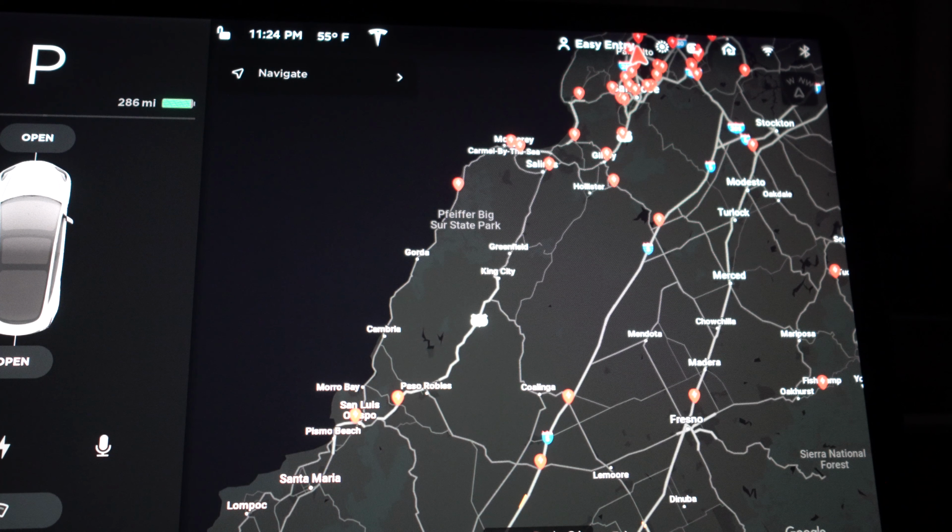Out of order supercharger stalls. Now identify the number of out of order stalls. To view the current availability, tap the supercharger station map pin. Okay, and then there's minor improvements and bug fixes.